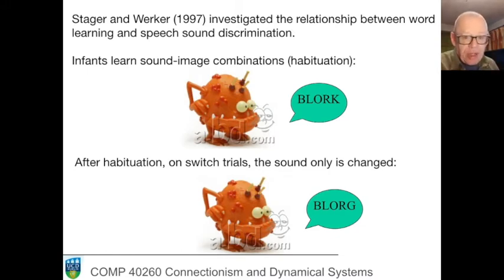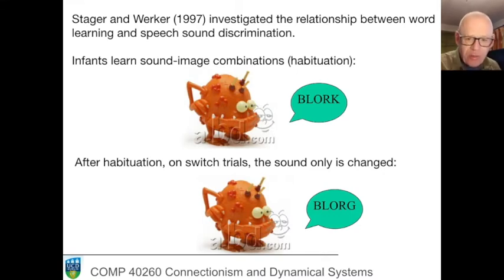On switch trials after the habituation phase, what they would do is change the sound somewhat. And if the infant was just as bored after the sound change as before, then they would say the infant didn't notice the change. And if the infant showed renewed interest in the combination, then they said the infant must have spotted the change.